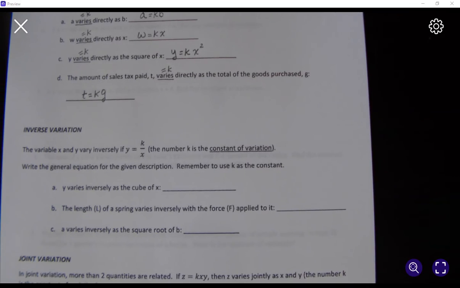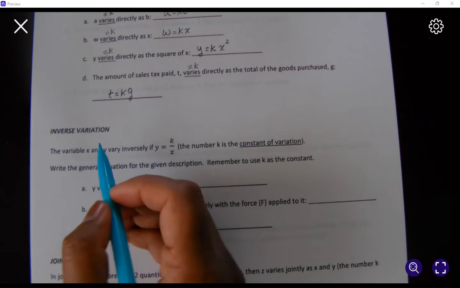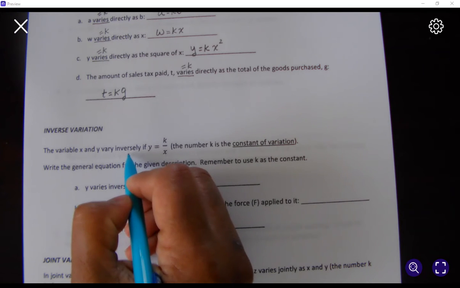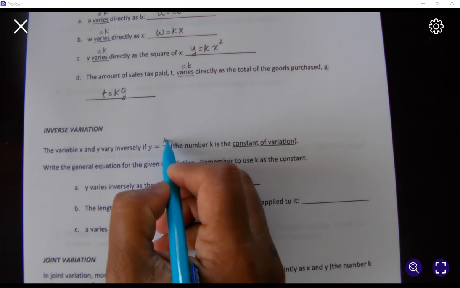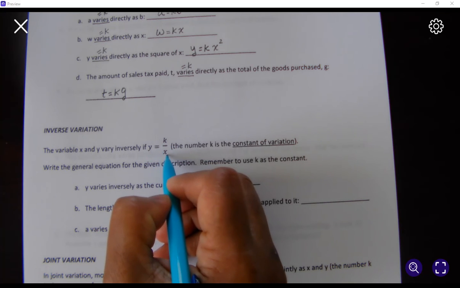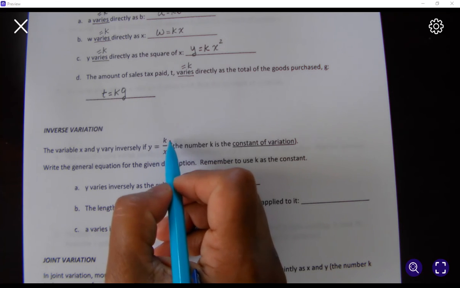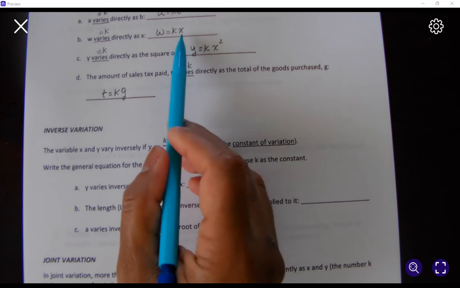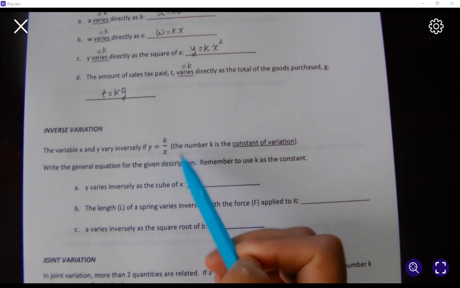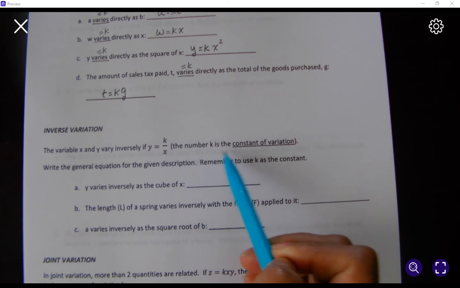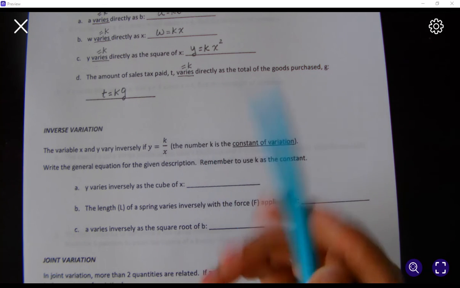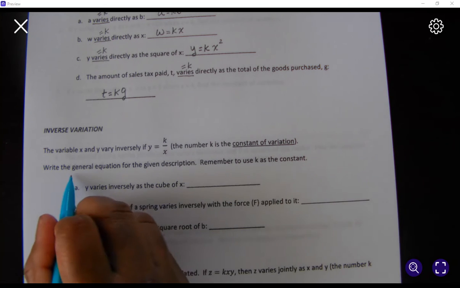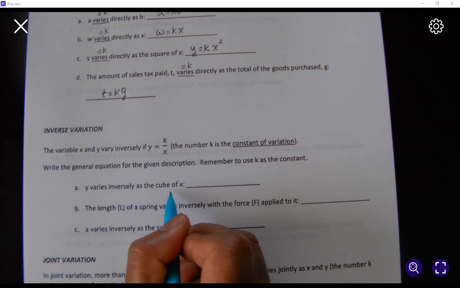Let's talk about inverse variation. Inverse variation: the variables x and y vary inversely if y equals k over x. So when we do direct variation, it gets multiplied. For inverse variation, it gets divided. The number k is the constant as usual. Okay, so here we're going to learn how to write a general equation for these given descriptions.